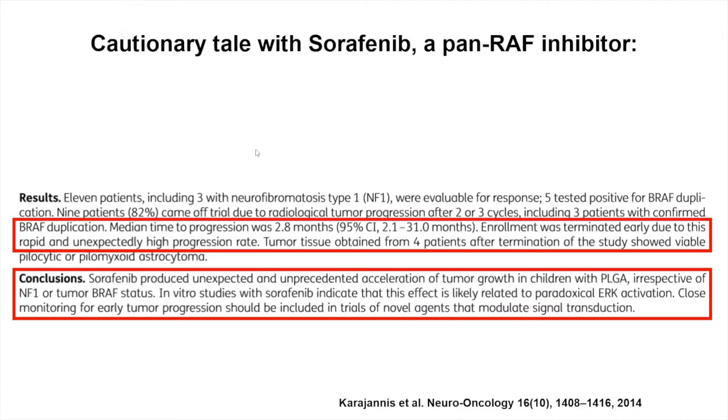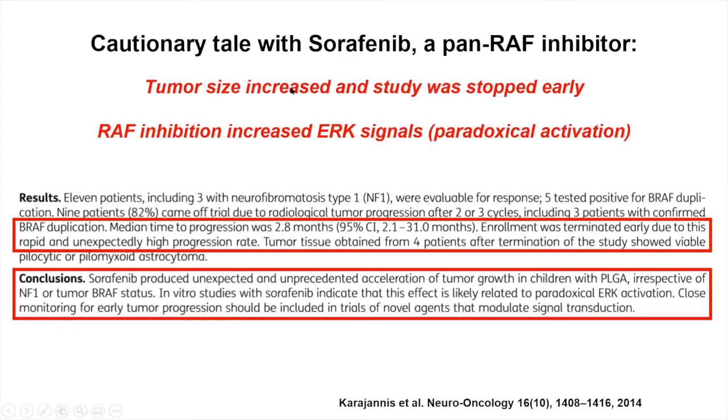And what did we see? So unfortunately, on this study, we found that when we use this medicine, sorafenib, which blocked the RAF gene, instead of reducing the size of the tumor, some of these patients had an increase in the size of their tumor, and the study had to be stopped early. And when scientists took the tumors from these patients and studied them in the laboratory, they found that when you inhibit the RAF gene using this medicine, it actually increased the ERK signal inside the tumor instead of decreasing it.